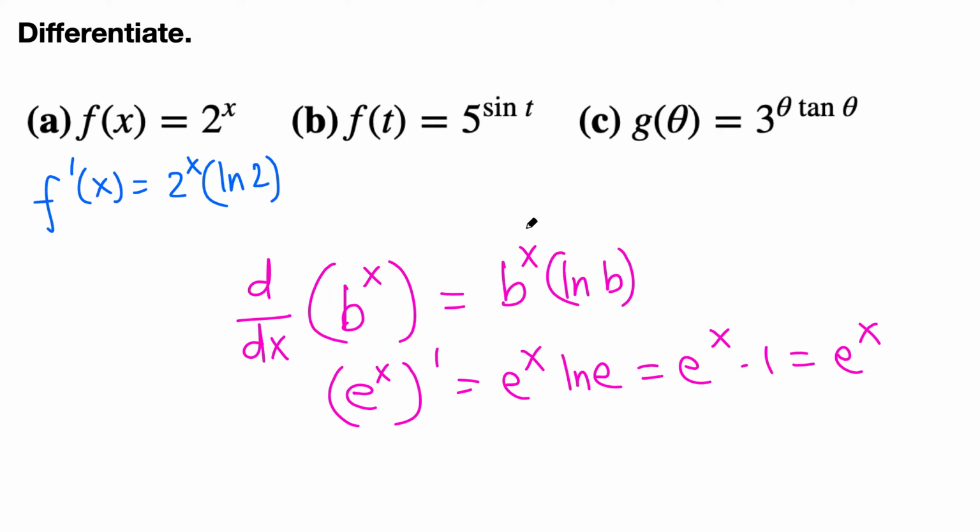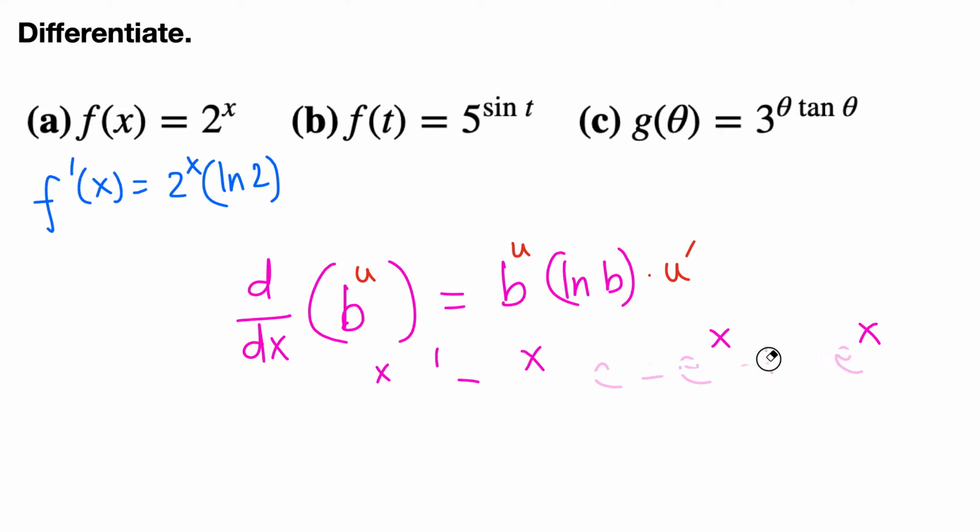Done. But if this function is not only x, not only t, more than that, then we call that the chain rule. So if we have something other than simply x, let's say u, then from the chain rule we need to multiply by derivative of u. Okay, so we'll be using this for part B. So let's use that.